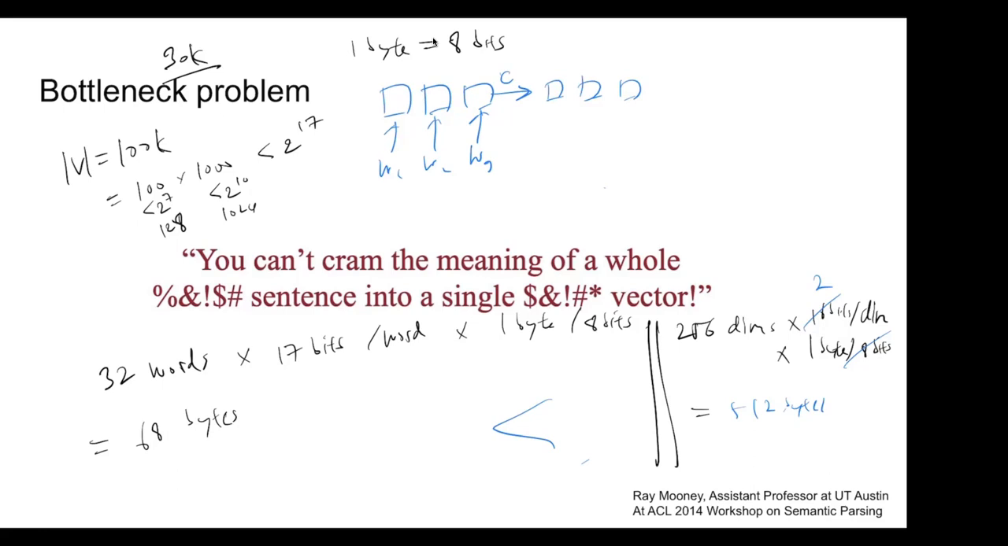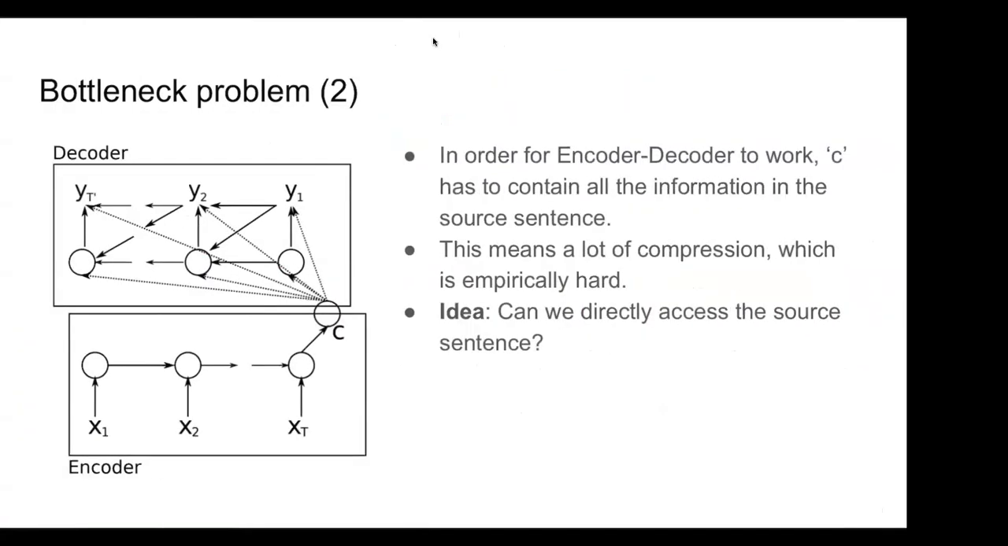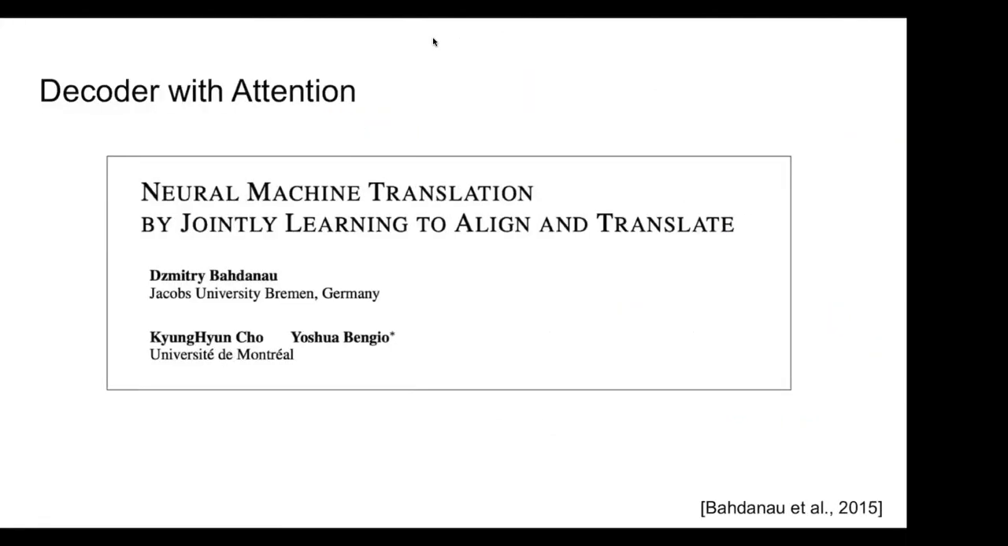So it's called the bottleneck problem, because when you're trying to map the input to the output, you are bottlenecked by the size of this vector. So that led us to the idea: can we directly access the source sentence instead of trying to summarize it into one vector? And that was the motivation for attention.